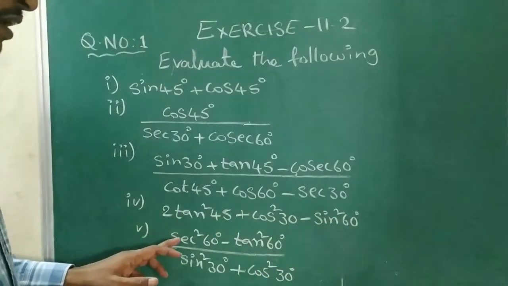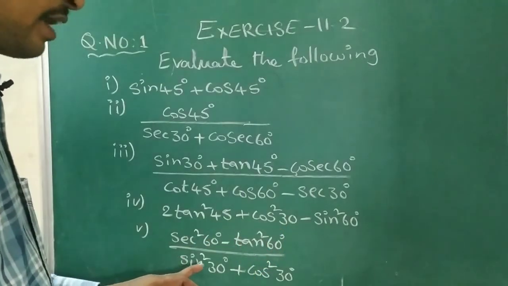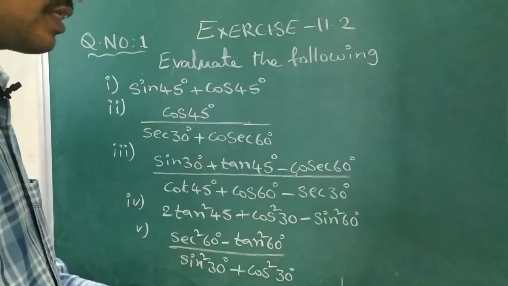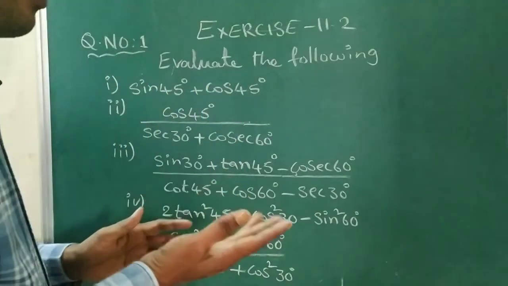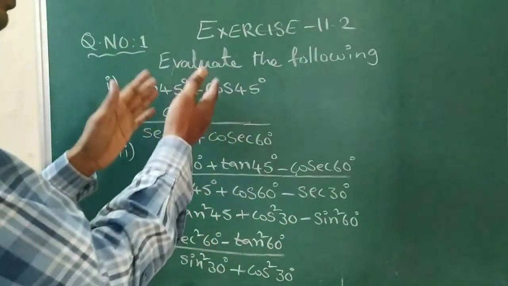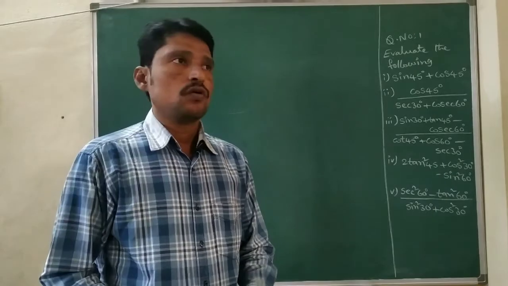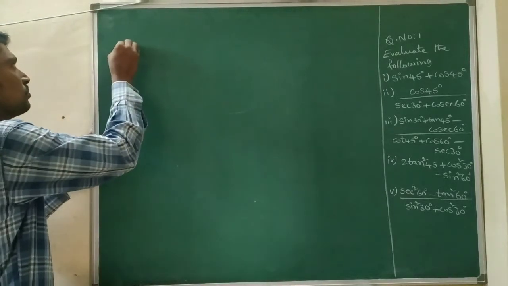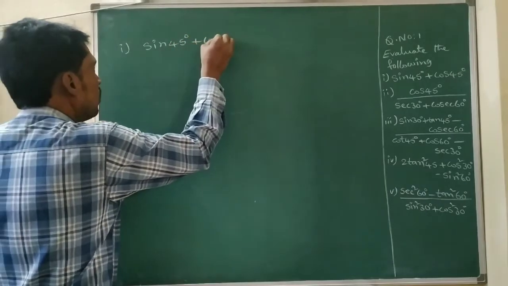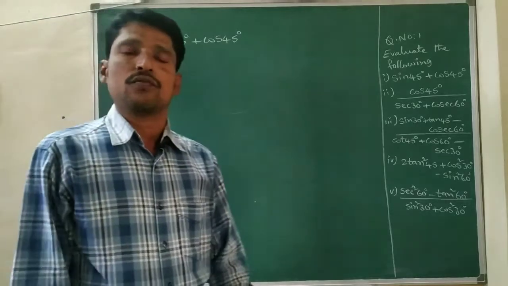Fifth one, sec square 60 degrees minus tan square 60 degrees whole by sin square 30 degrees plus cos square 30 degrees. These all values we need to find. We need to use the trigonometric values and we need to find these all problems. Let us see the solution. First problem, sin 45 plus cos 45. So sin 45 degrees plus cos 45 degrees. So we need to find the sin 45 degrees and cos 45.